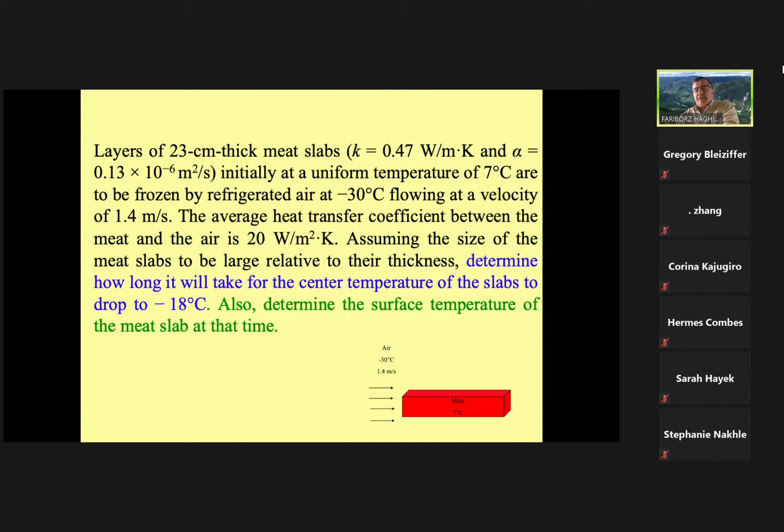You would like to put it in the fridge. The temperature is -30 degrees, and the air velocity is 1.4 meter per second. I don't know what that means. The average heat transfer coefficient between the meat and air is 20 watt. Assume the size of the meat slab to be relatively large. I do not know why he's giving me that information. Determine how long it will take for the center meat temperature to reach -18.